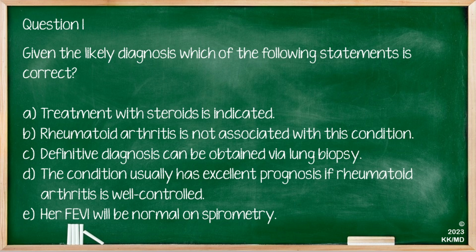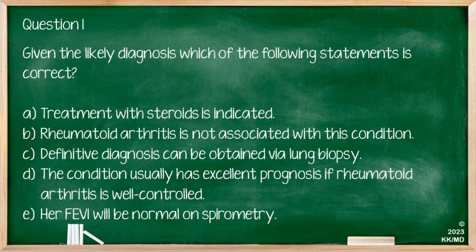A. Treatment with steroid is indicated. B. Rheumatoid arthritis is not associated with this condition. C. Definitive diagnosis can be obtained via lung biopsy. D. The condition usually has excellent prognosis if rheumatoid arthritis is well controlled. E. Her FEV1 will be normal on spirometry.